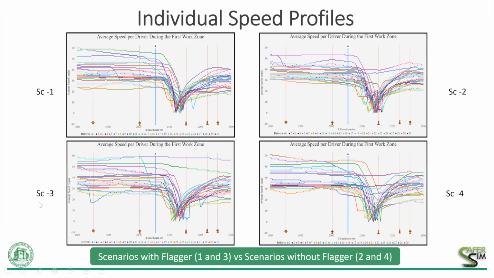Unfortunately, in scenario three, which is similar but with a GPS and flagger, some people may have gotten distracted and continued even though there was a flagger, as you saw in the previous video. And similar things happen in scenario four.